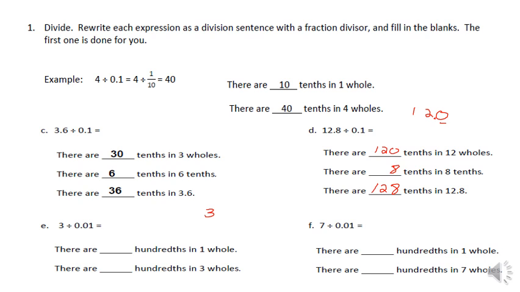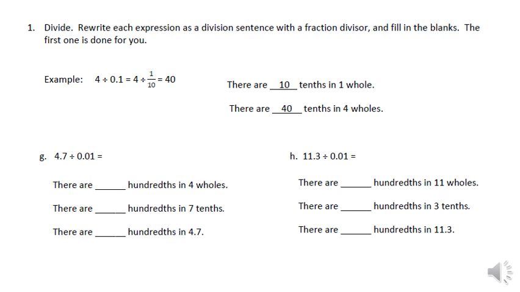Now, if you get confused on how many hundredths are in a whole, I always like writing out the decimal. Then I can place it underneath, and it wants to know how many hundredths in one whole. So if I put 1 and 0 zeros in my hundredths, I know there's 100 hundredths in one whole. That means there would be 300 hundredths in 3 wholes. On F, we know once again there's 100 hundredths in one whole, so there'd be 700 hundredths in 7 wholes.